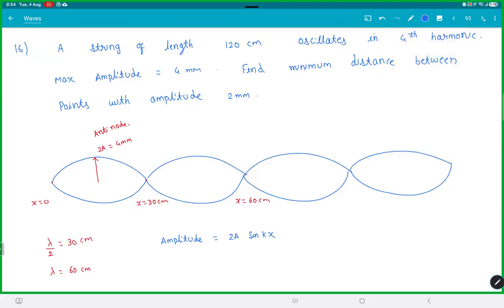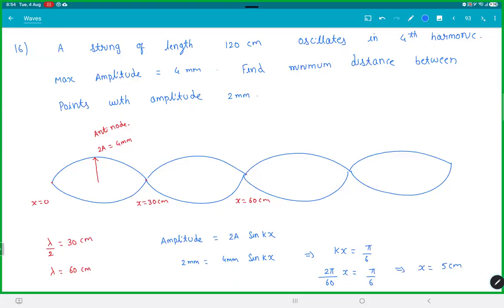Perfect. So now you're saying find a point with 2 mm. So this would be 2 mm is equal to 4 mm sine kx. So from here we get sine kx is equal to half. So we get kx is either pi by 6 or 5 pi by 6. If you calculate this, kx is equal to pi by 6. So k is 2 pi by lambda. Lambda is again 60 centimeters. We get x is equal to 5 centimeters.